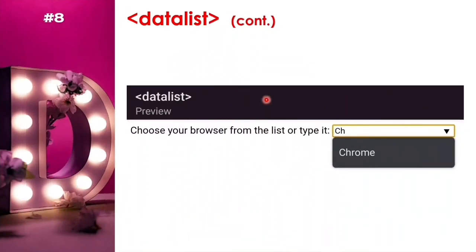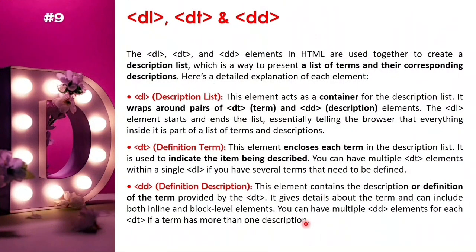So this is also a view of that, Chrome after Ch, and then Chrome is popping up. Next up, it's DL, DT, and DD. These elements are used together to create a description list. What's a description list? It is a list of terms and their descriptions. So basically we have term, description, term, description. You've guessed it, right?